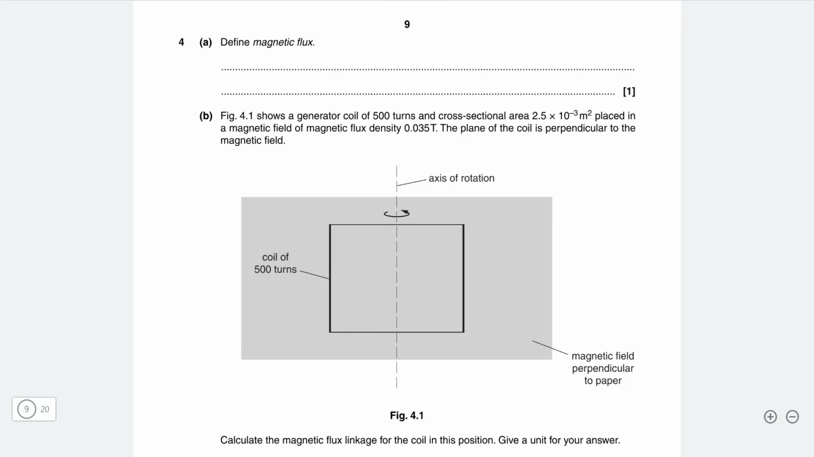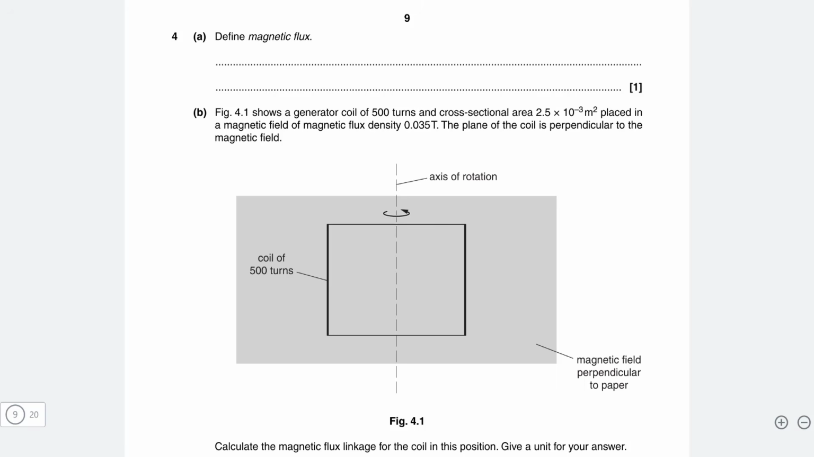Let's solve some electromagnetism physics revision questions. As always, the links to these questions are in the description of the video, and this video is best tackled by solving the questions first and then checking in with my solutions.